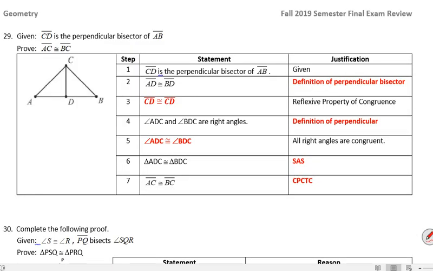Number 29 says, given CD is perpendicular bisector of AB. That was the given piece of information. And then it says AD is congruent to BD. How do we know that? Because of the definition of perpendicular bisector, and really the definition of a bisector.